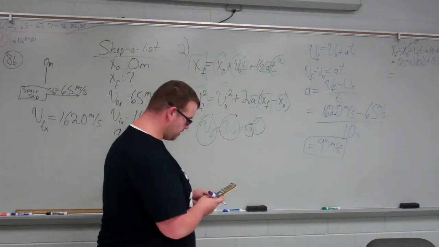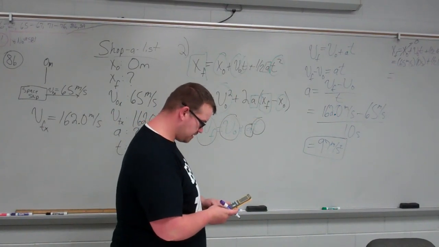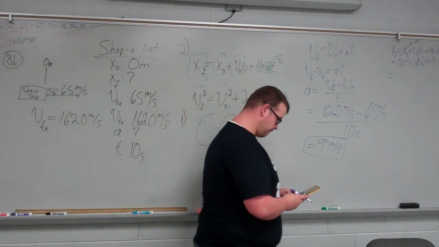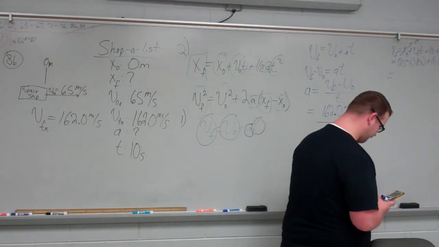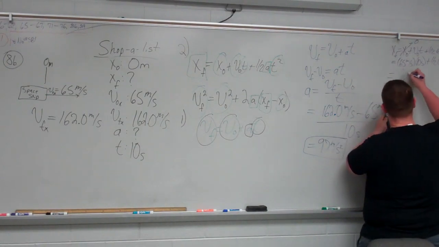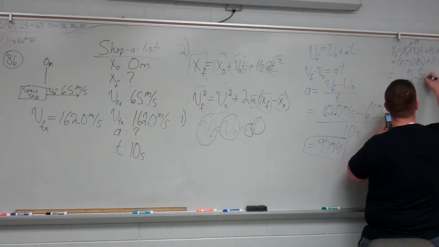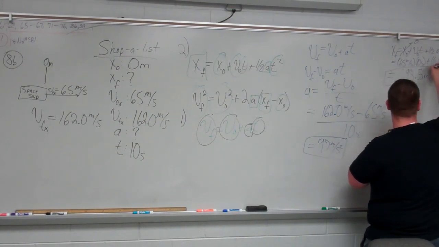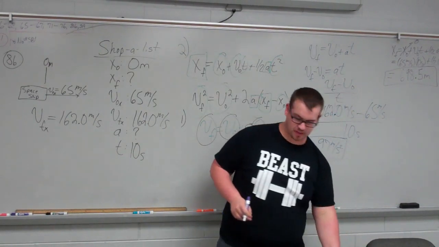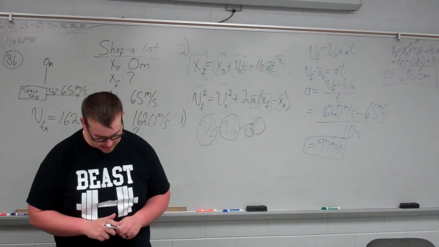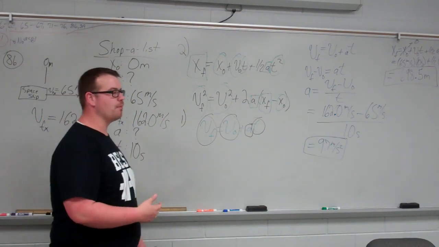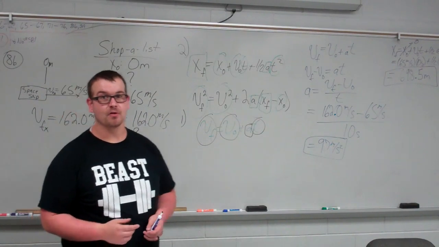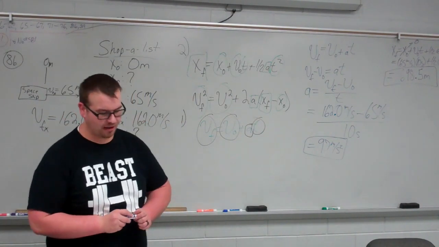So let's do 65 times 10 plus 0.5 times 9.7 times 10 squared. And it'll be 698.5 meters. And there is my final answer. So the answer for 86, how far would the spaceship move? It's going to move 698.5 meters.